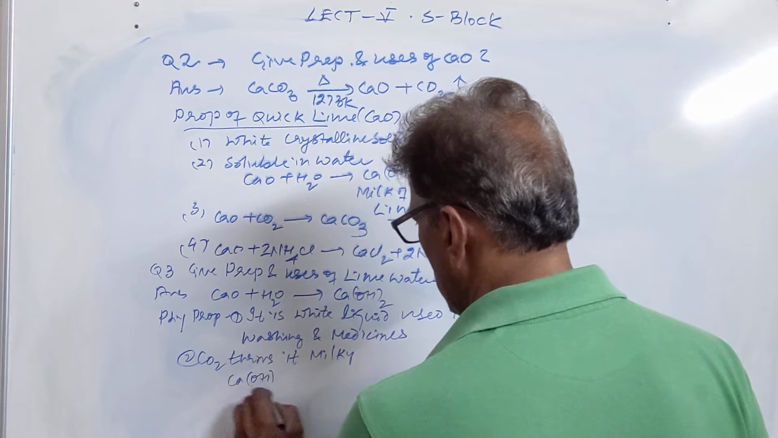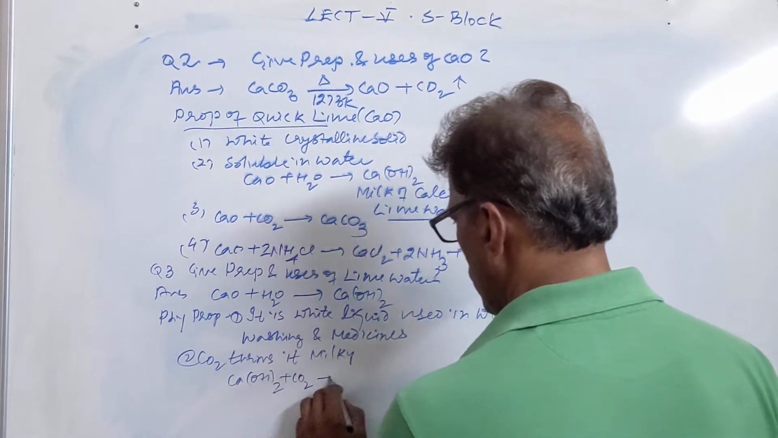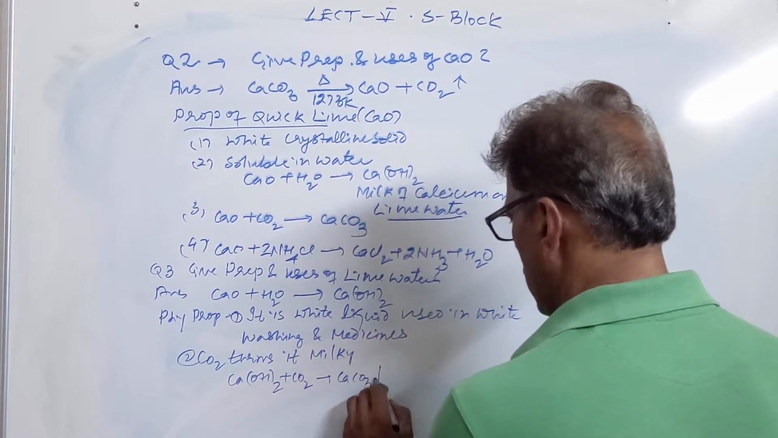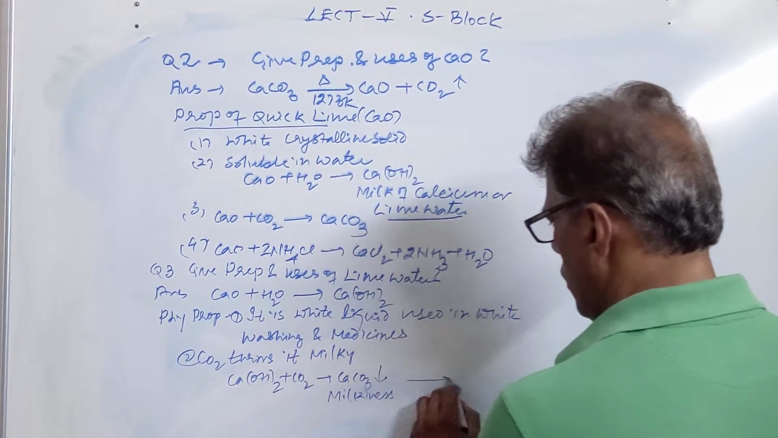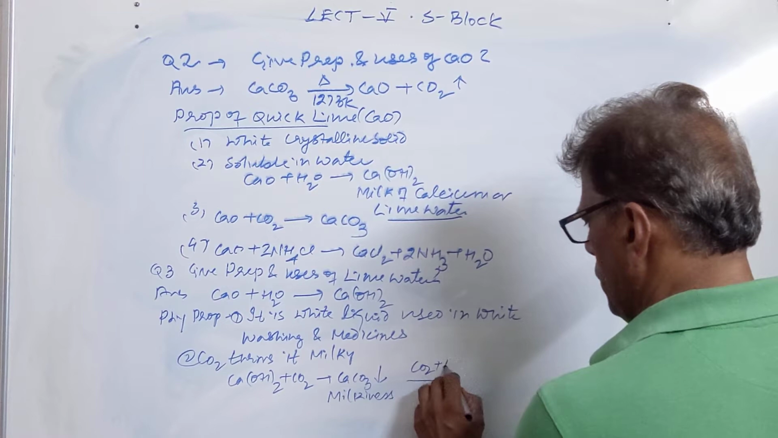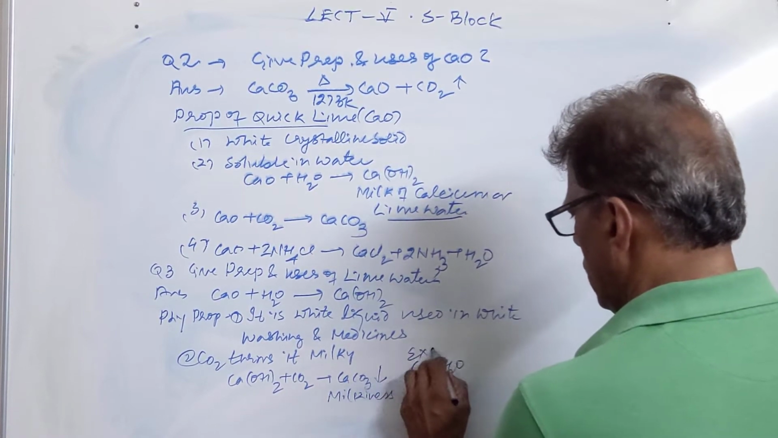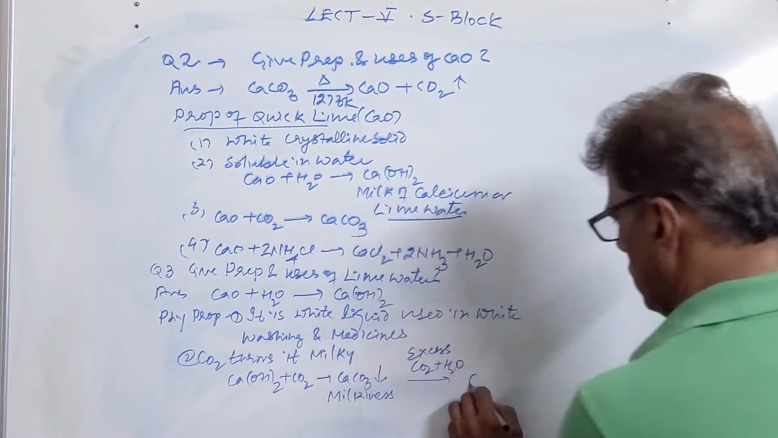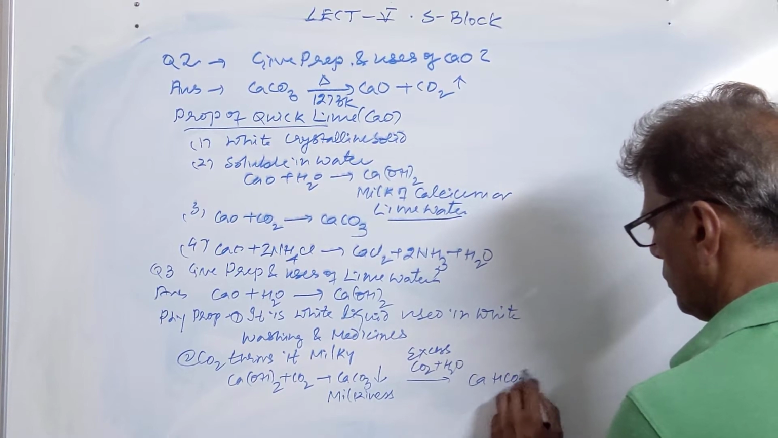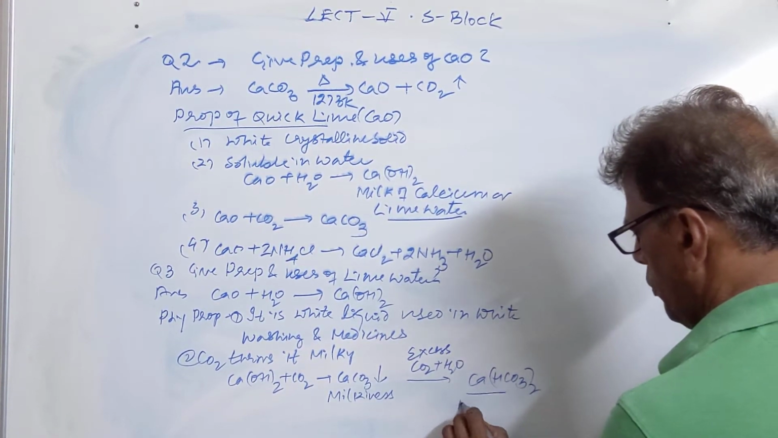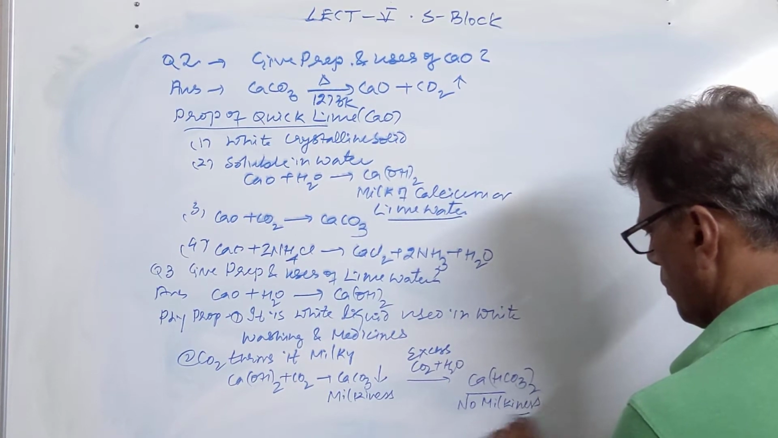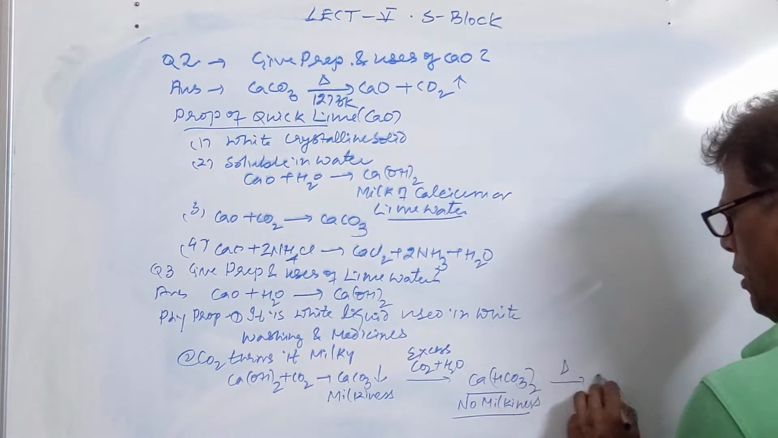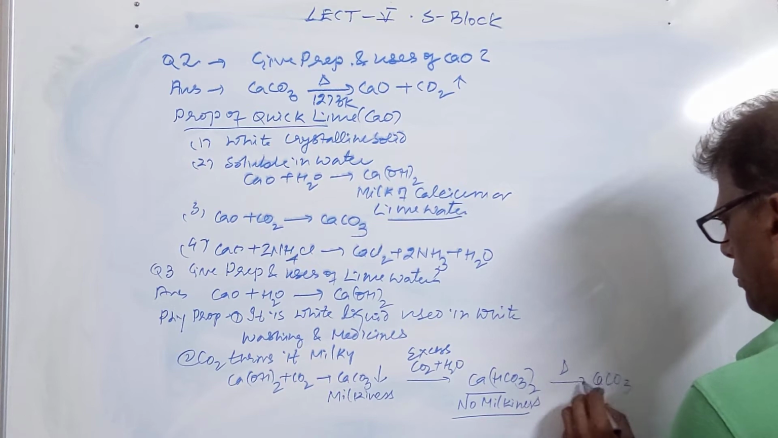Ca(OH)2 combines with CO2, giving CaCO3, which produces milkiness in the solution. If excess CO2 is passed, then the milkiness will disappear and no milkiness is seen. If it is heated again, the milkiness will be there again.